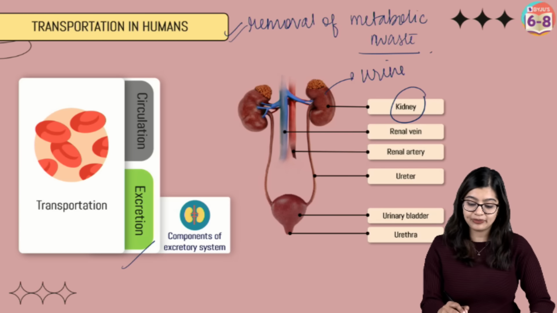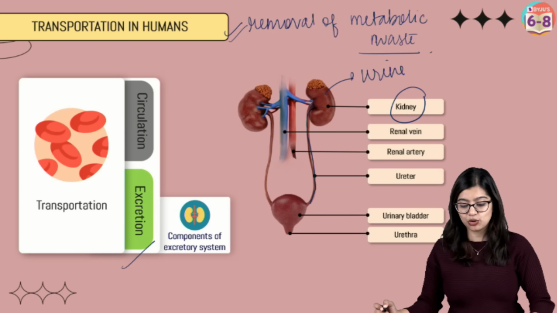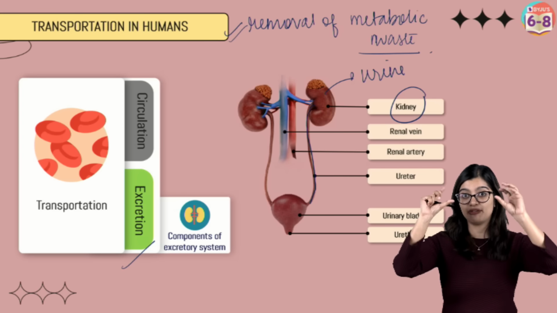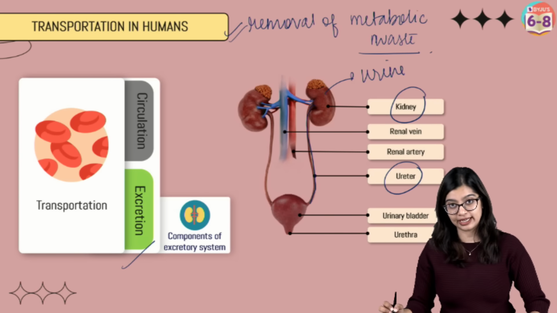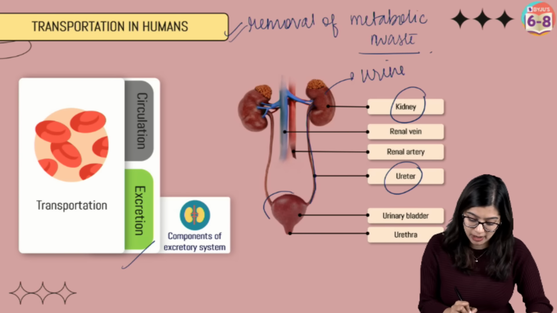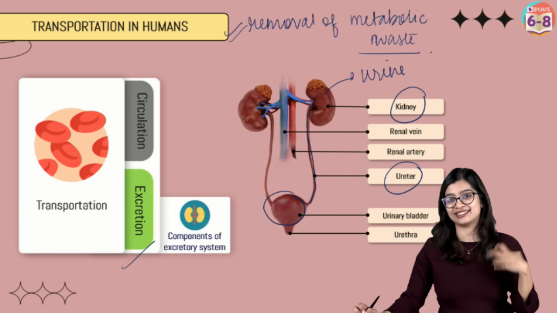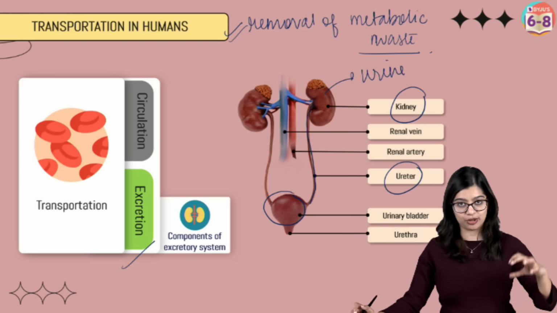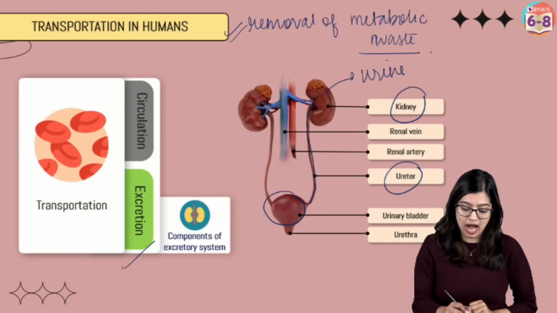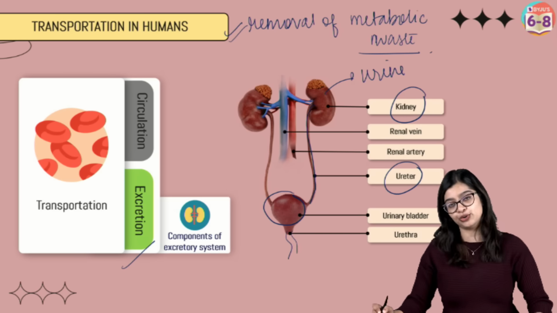Now this urine is then transported through these tube-like structures. So if we have a pair of kidneys, we have a pair of tube-like structures called as the ureter, which then takes it to a muscular pouch-like structure called as the bladder. So the urinary bladder is where the urine is temporarily stored for a brief period of time, after which it is expelled out through the urethra.